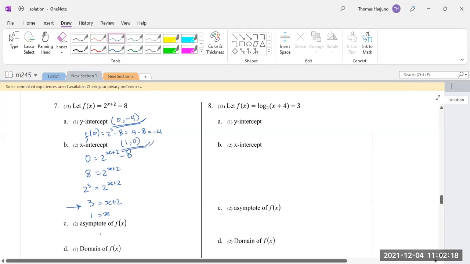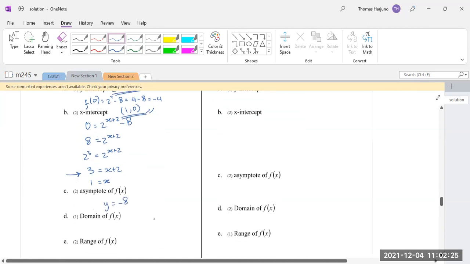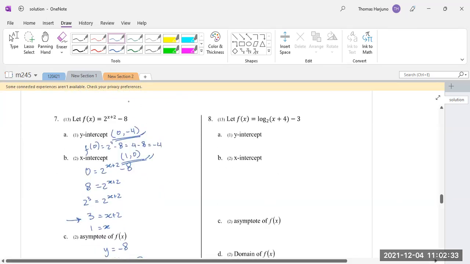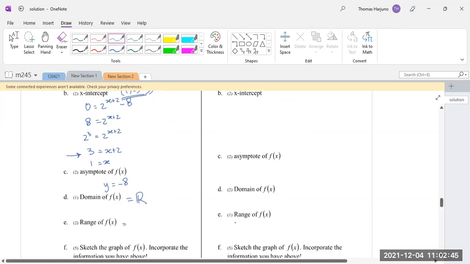The asymptote is y equals negative 8. The domain of an exponential function, of course, is all real numbers. The range, however, let's see. This is 2 to the x, looks like this. And then 2 units to the left, the range is still the same, and then minus 8. So it will be from negative 8 to infinity, not including negative 8.